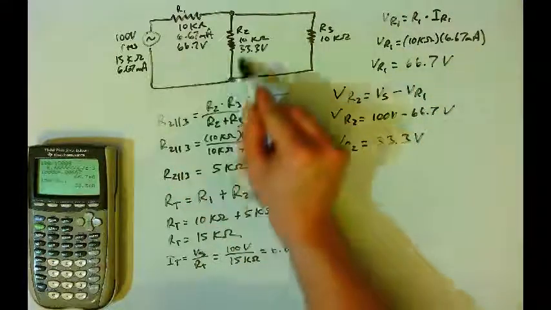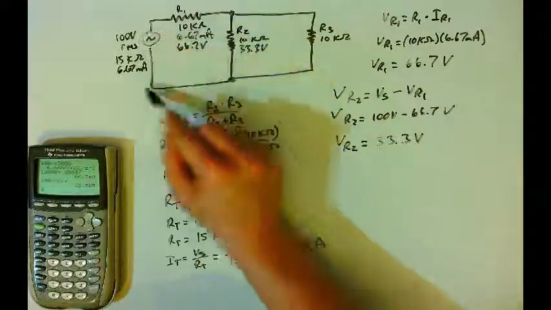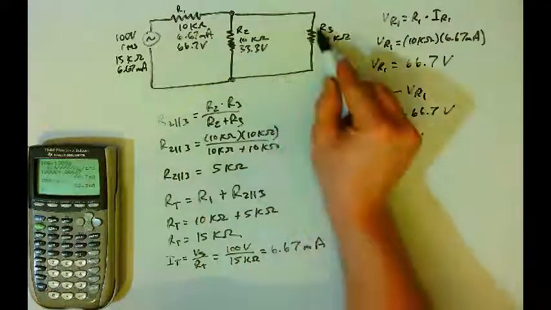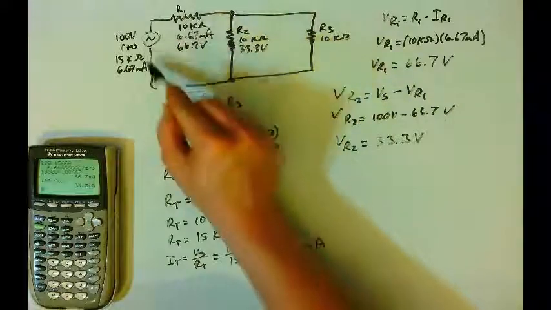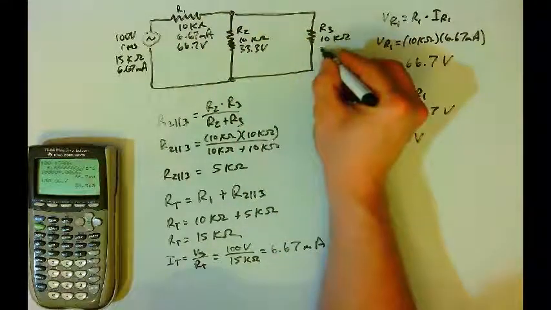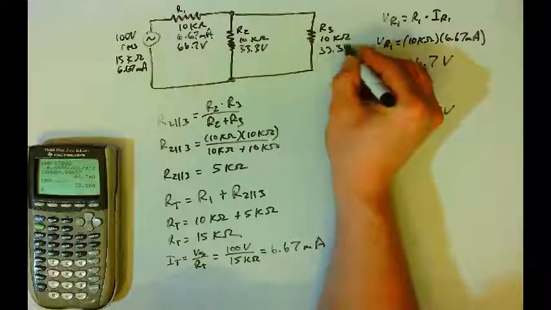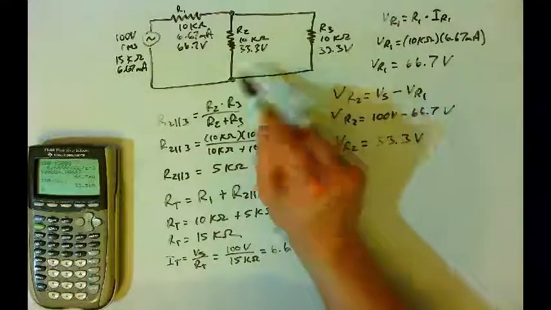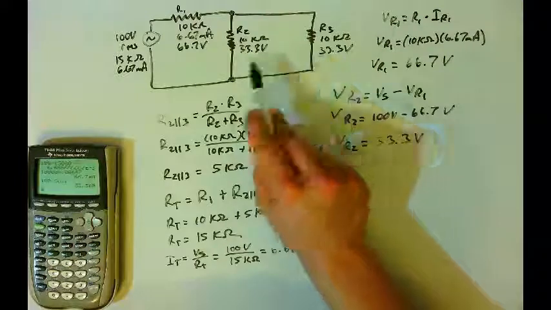And so 33.3 plus 66.7 equals 100, or 33.3 over here plus 66.7 also equals 100. They have the same voltage drop on them, 33.3 volts. And so now we can find the currents in R2 and R3.